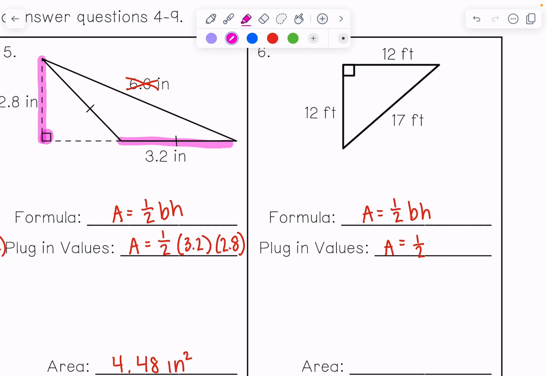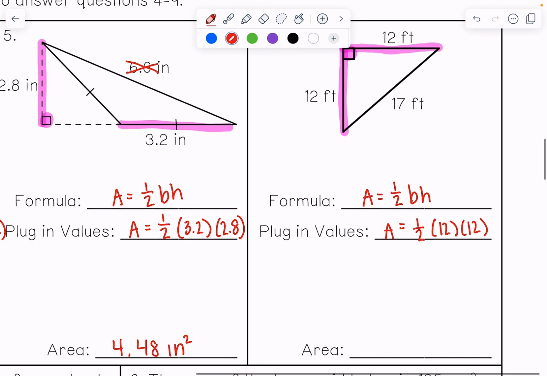So again, when you're identifying base and height, look for the right angle. And it's the 2 lines along that right angle. So our base and height, both of them are 12. So we have times 12 times 12. Go ahead and type this in on your calculator. And you should get 72 feet squared.